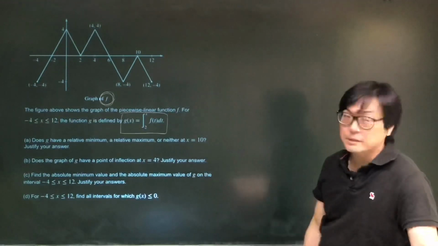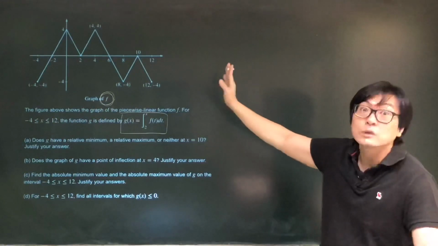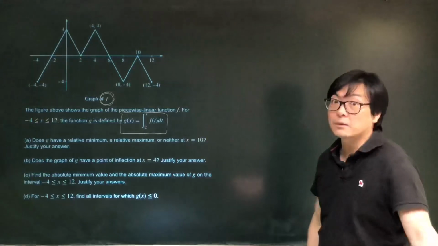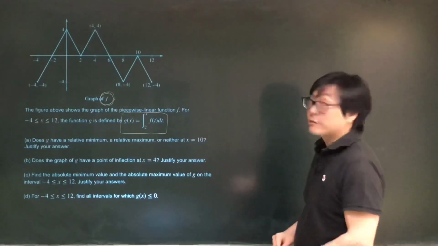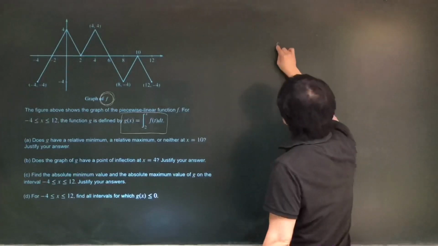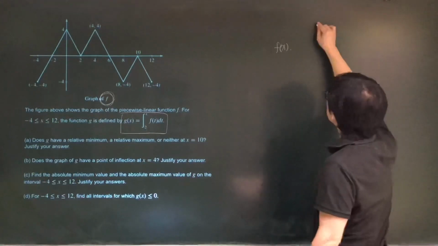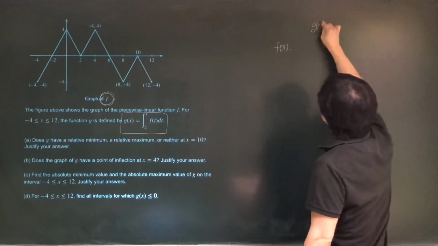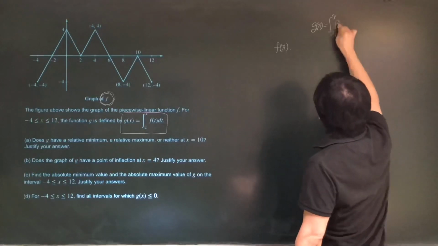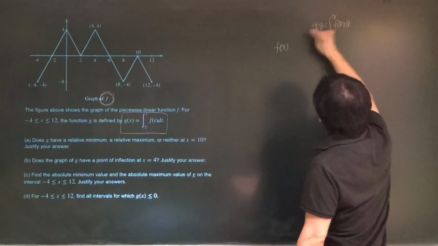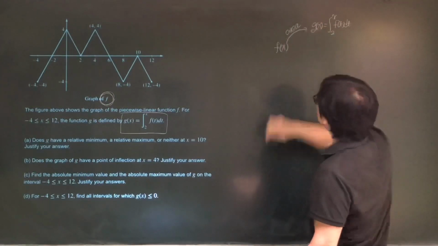But g of x is an integration of that graph, so the shape of g of x itself should be totally different from this graph. That's the one thing that we should be aware of. Okay, g of x. So we have the graph of f of x, but g of x is defined as the integral from 2 to x of f(t) dt. So from f of x, we can find g by integration.